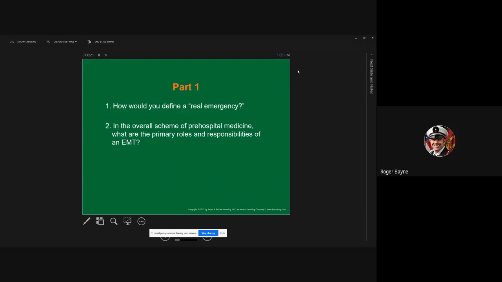So these are all things that are going to be your primary role. There's a lot of them. There's about 14 of them. But those are hitting just the highlights.